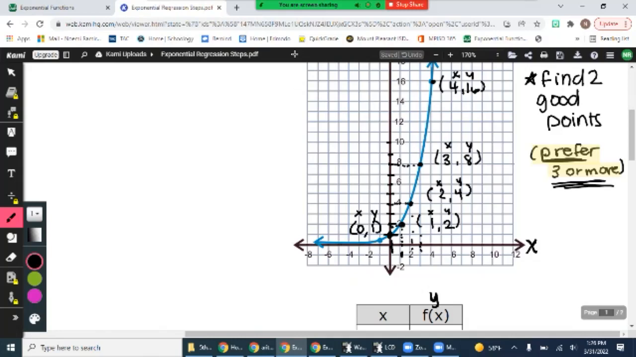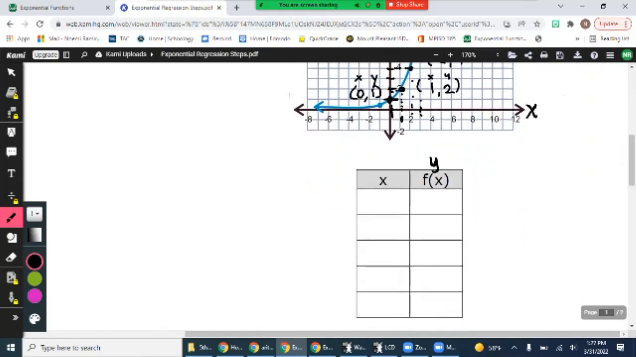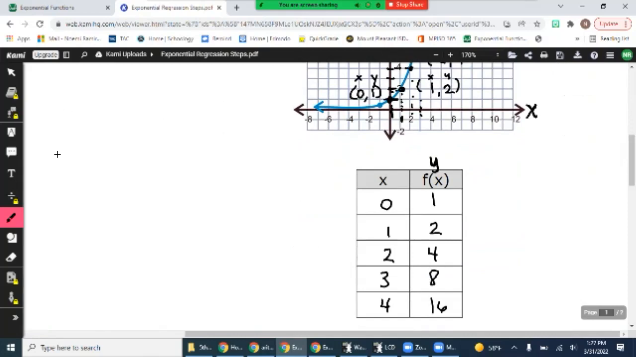So once you're done identifying at least 3 or more good points, prefer 3 or more, 2 if you don't have a choice, put those into your table. Nothing is stopping you from drawing a few lines. Even though I gave you a table here, you could also draw your own. It's not that hard. And then turn the page when you're ready.